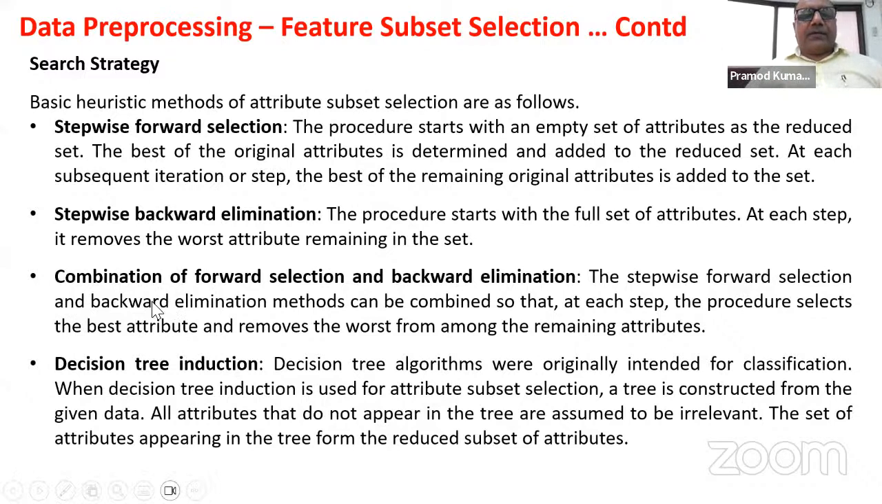The next one is the combination of forward selection and backward elimination. As it is written here, both things will be applied simultaneously. So the least good feature will be eliminated, and the best feature which was not there earlier will be added into the set. So the stepwise forward selection and backward elimination methods can be combined so that at each step, the procedure selects the best attribute and removes the worst from among the remaining attributes. So this is how it works.